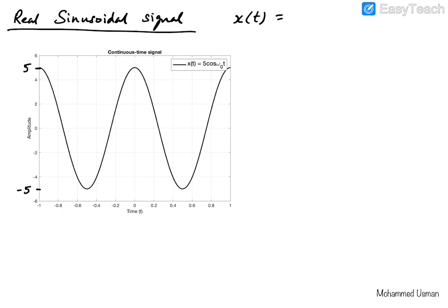So this 5 that we have here denotes the peak amplitude of the sinusoidal signal.